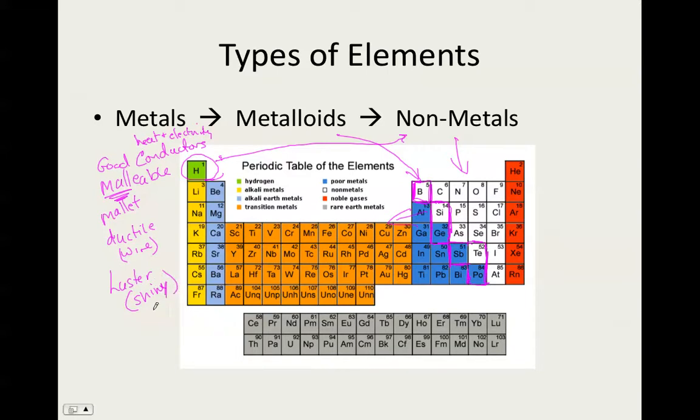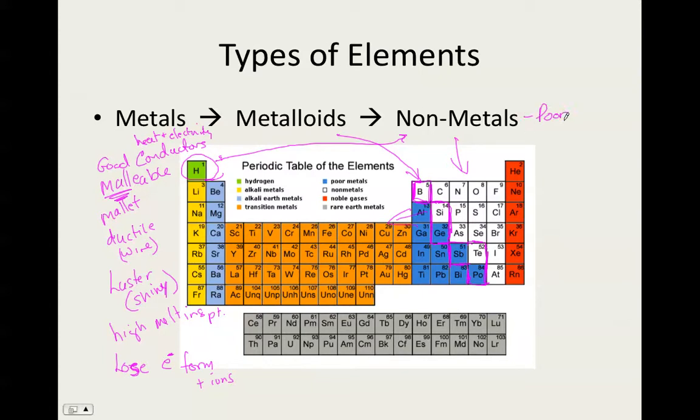Okay? And they have high melting points, which is very useful in pots and pans. Otherwise, you'd be heating up your pot and it would melt all over your stove and you wouldn't be able to heat anything up in it. So they have high melting points. And when we talk about ionic bonding, metals lose electrons and form positive ions.